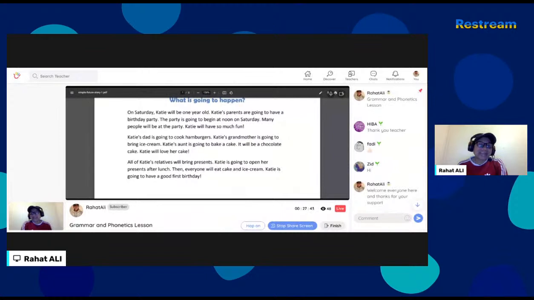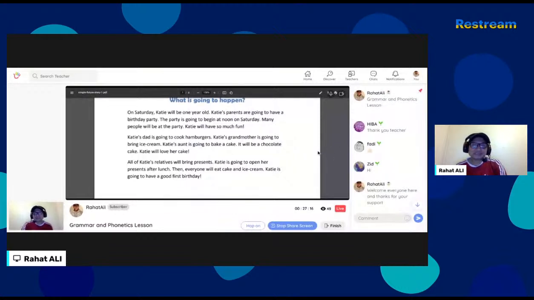Katie's grandmother, remember in grand, there is no D sound either. Katie's grandmother is going to bring ice cream. Katie's aunt is going to bake a cake. You see, these are rhyming sounds. Bake, cake. Bake a cake, not a fake, or a steak. Alright. It will be a chocolate cake. Katie will love her cake.